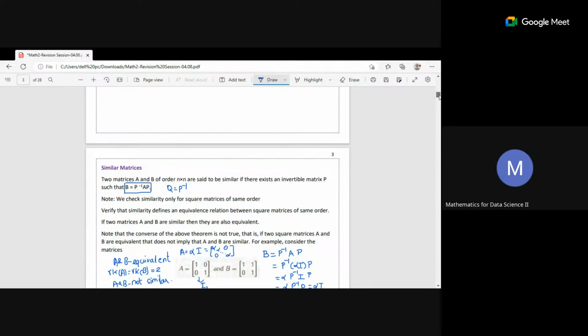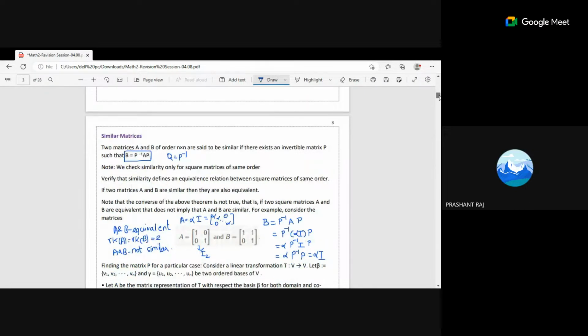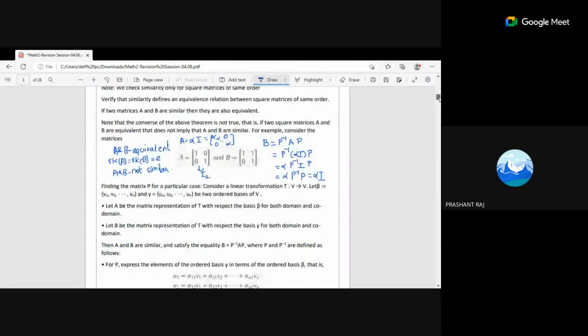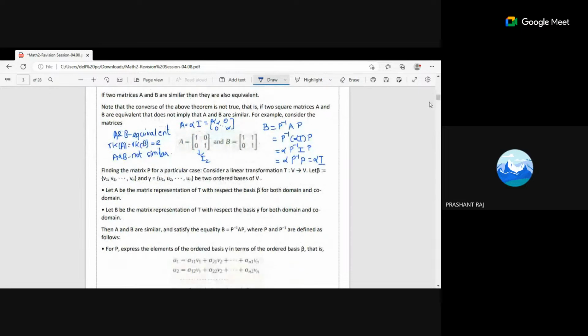And ma'am, just checking this rank, can we conclude that two matrices are equivalent? Yes. You can conclude two matrices are equivalent just by looking at the rank. If the ranks are the same, then they are equivalent.